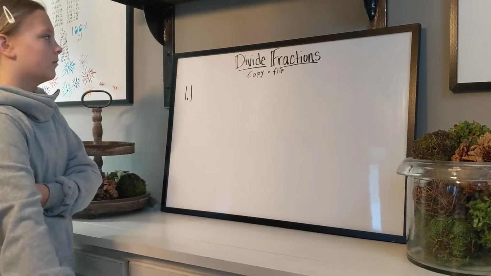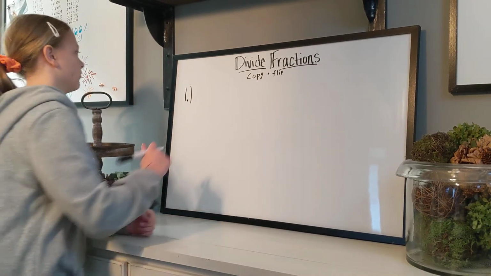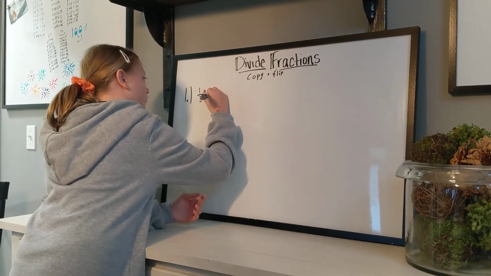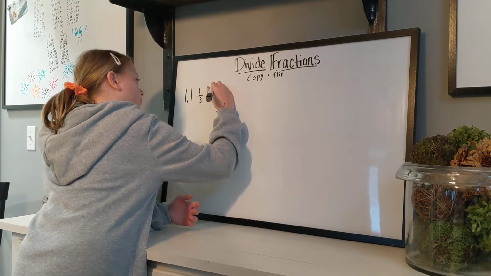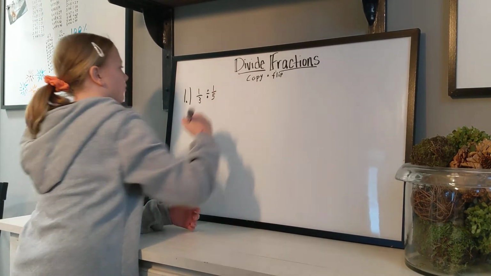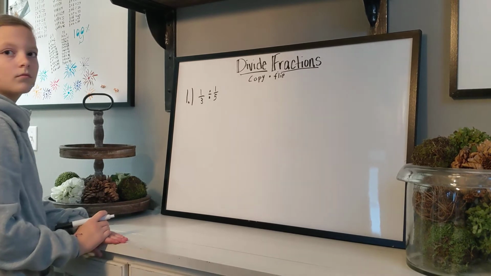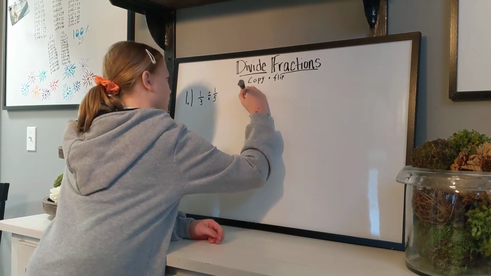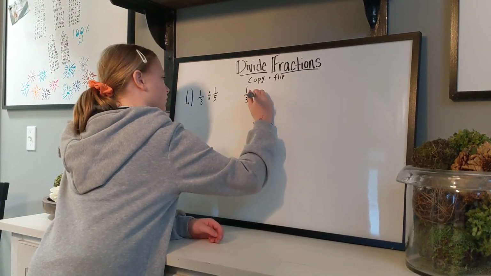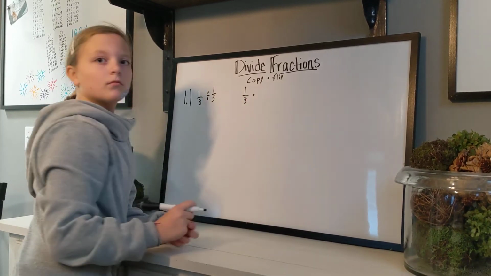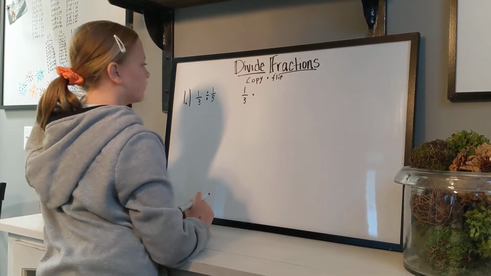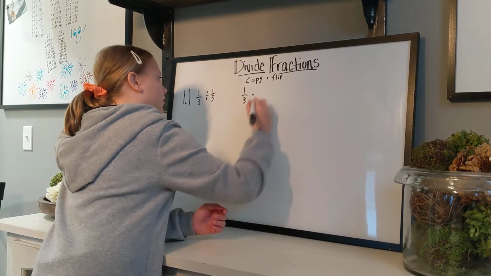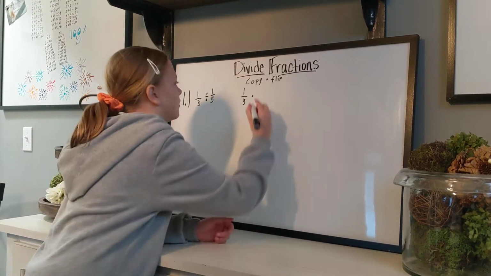All right, so your first problem is 1/3 divided by 1/5. We can't divide fractions like that, so we do this thing called copy dot flip, where you copy the first fraction just as it is. And then the dot means that we're going to be multiplying instead of dividing. And the flip means that we're going to do the reciprocal of the fraction. So Riley, what's the reciprocal of 1/5? 5/1. So write 5/1.